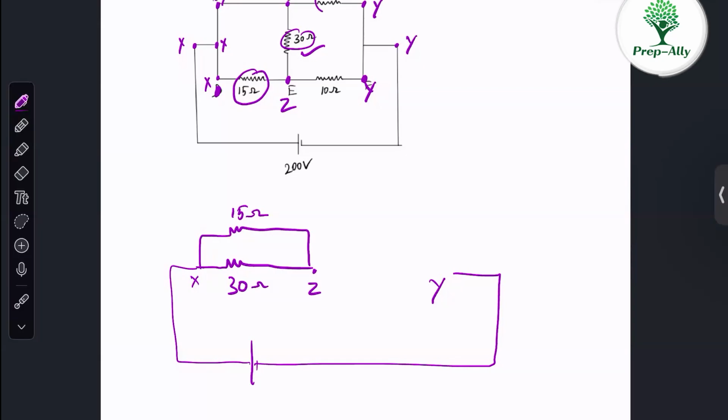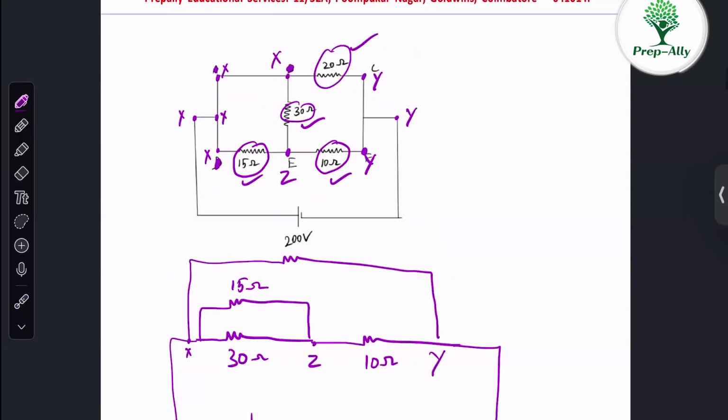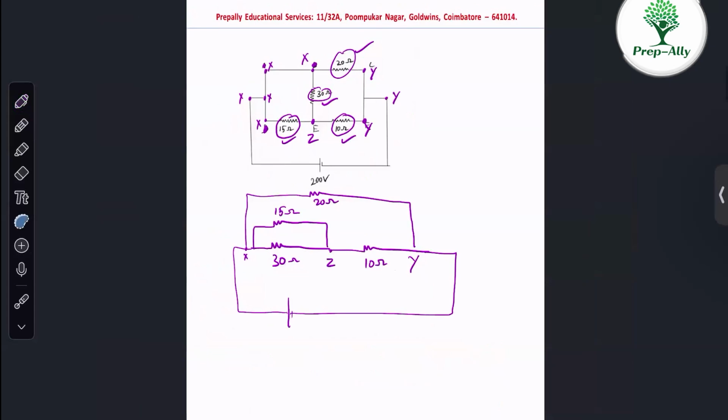Then we can draw this first. The 10 ohm resistor is connected between Z and Y. One end is connected to Z, the other end is connected to Y. So there is a 10 ohm resistor between them. So this is also done. And then the last one, a resistor between X and Y. Apart from this, we also have one resistor directly between X and Y. So this is the equivalent circuit diagram, and that value is 20 ohms.